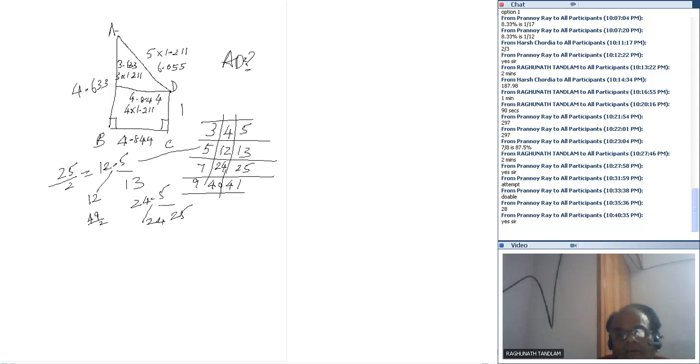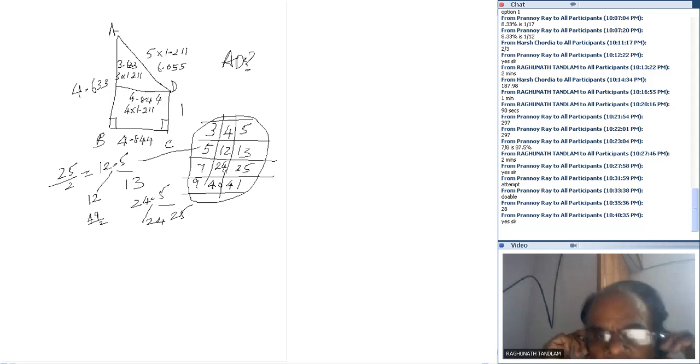What else do we understand from this? I'm saying it, not the answer is this. What do we learn from 3, 4, 5; 5, 12, 13; 7, 24, 25; 9, 40, 41? There's something which I should learn from this. It gives me some idea which will be useful to determine whether a triangle is right angled or not.